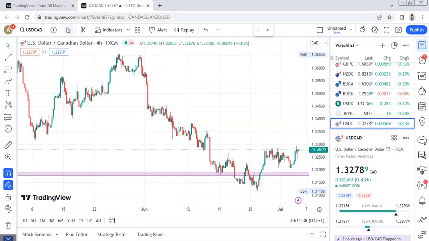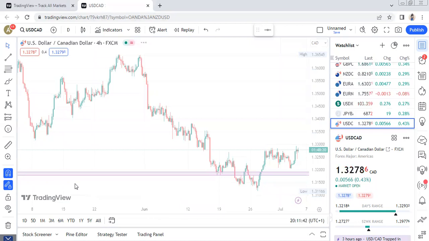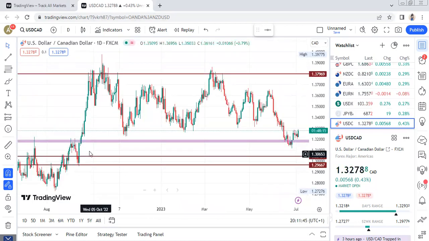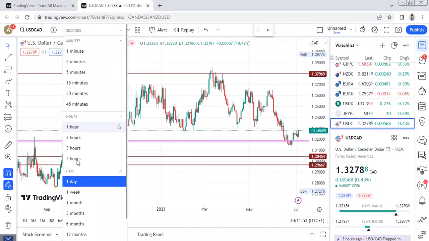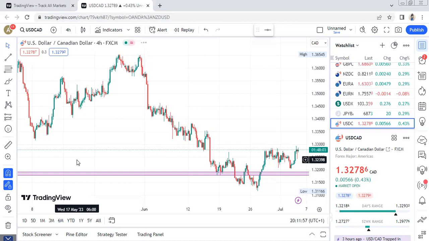Now, this place is actually a support, I think so. Let me go to a higher time frame and see. Yeah, it's a support, but I just marked it and left it. I've not really traded this pair for a long time. But I just want to show you the importance of sticking to just one strategy.